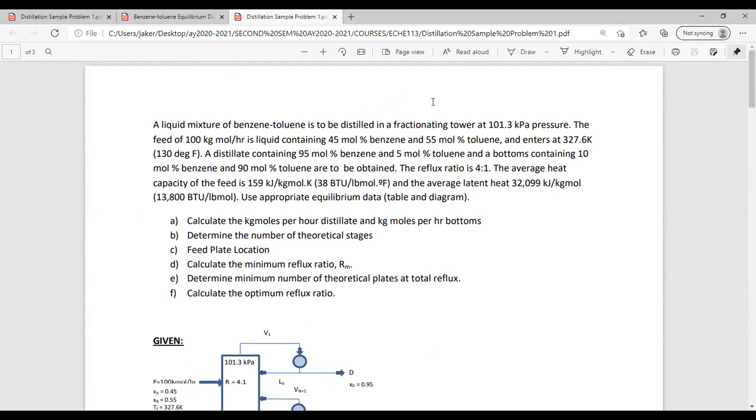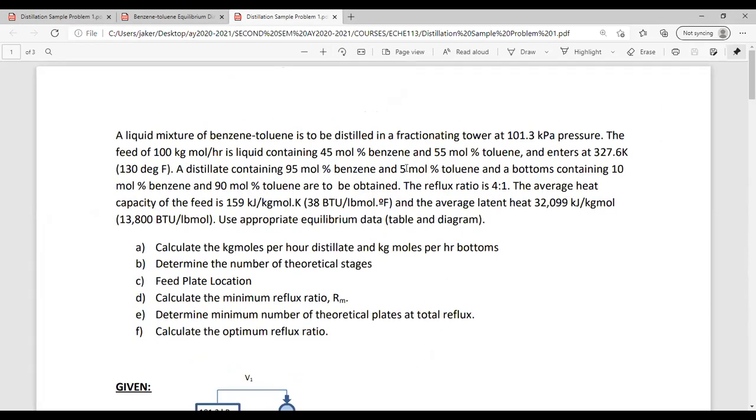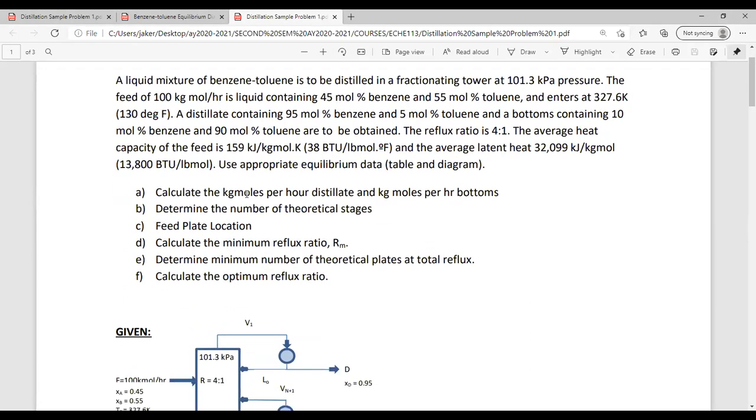So in this problem, you are given a liquid mixture of benzene and toluene. This is an ideal system, which is to be distilled in a fractionating tower at 101.3 kilopascal. This is the operating pressure of your tower. Now the feed is 100 kilogram mole per hour and is to contain 45 mole percent benzene, the rest toluene, and enters at 327.6 Kelvin. Your distillate is 95 mole percent benzene, the rest toluene, and the bottoms is 10% benzene, the rest is toluene.